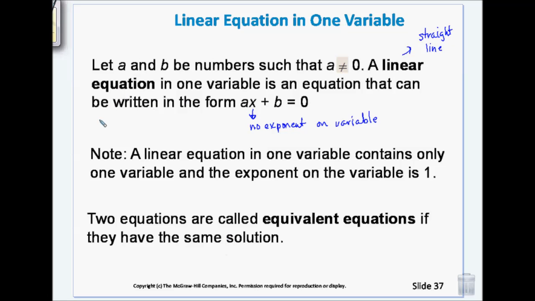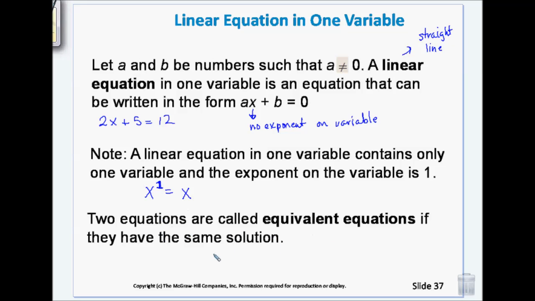So it's written in this format, something like 2x plus 5 equals 12. I mean, that's a linear equation. If you have no exponent, it's the same thing as an exponent of 1. So these are the same: x to the 1 is the same thing as x, because you've got 1x.